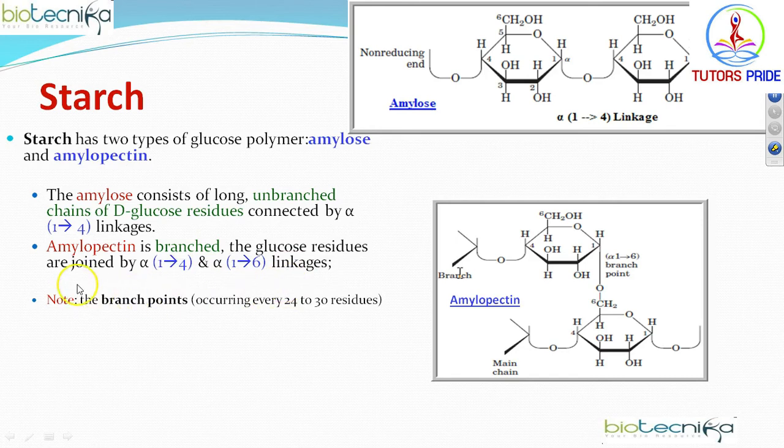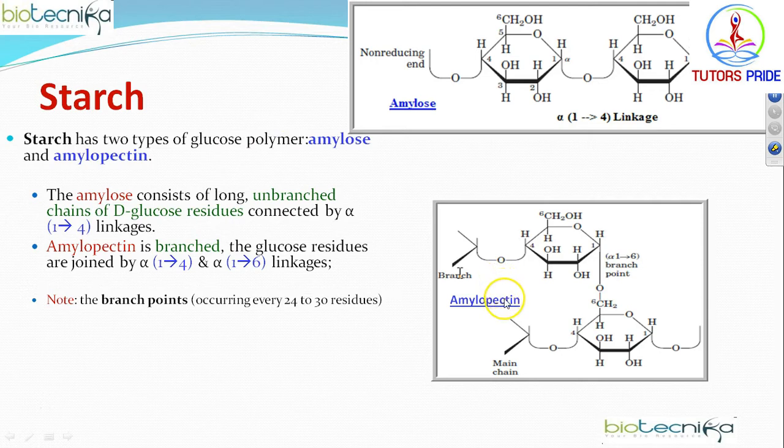The glucose residues are joined by 1,4 and 1,6 linkages. In amylose, one glucose molecule is linked to the 4th carbon atom of another glucose molecule, so that is called a 1,4 linkage. In amylopectin, the glucose linkage is the same in between, but here the linkage is between 1,4 and 1,6, as you can see here. So that is called amylopectin.